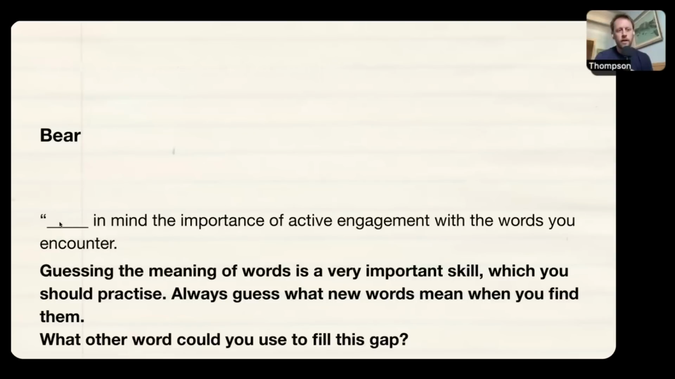You look at the phrase and take the word out and just imagine what else could go in that space that would make the sentence meaningful. So you might have keep in mind the importance, or hold in mind. Maybe remember could be the whole thing. Bear in mind could also mean remember. And I think you would understand that from the context.